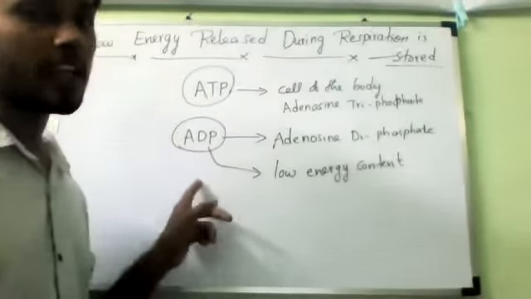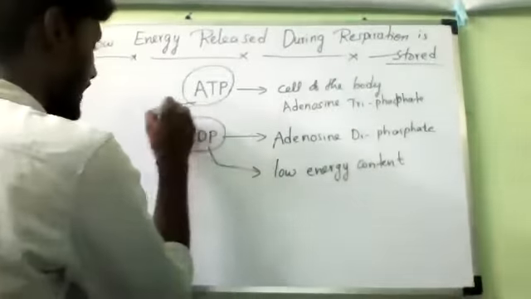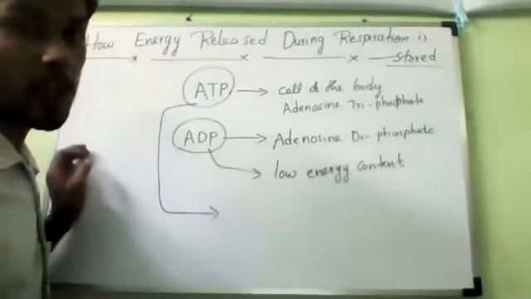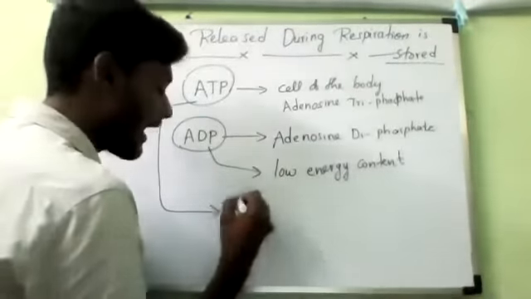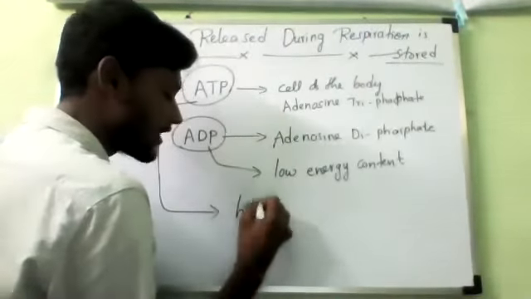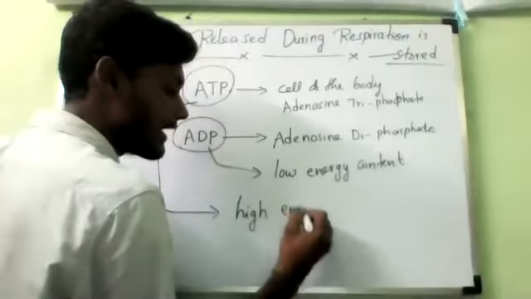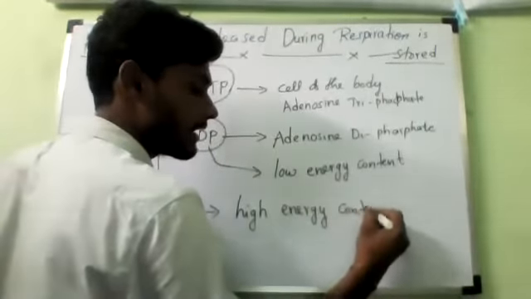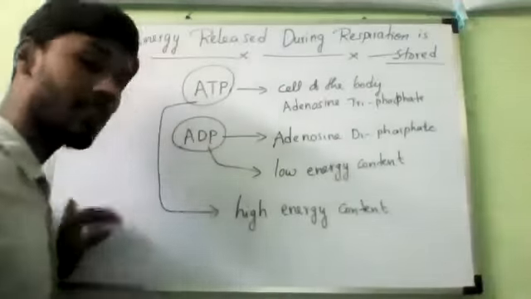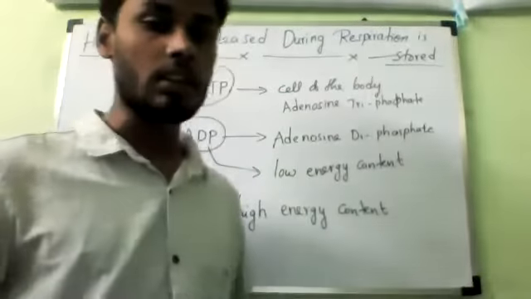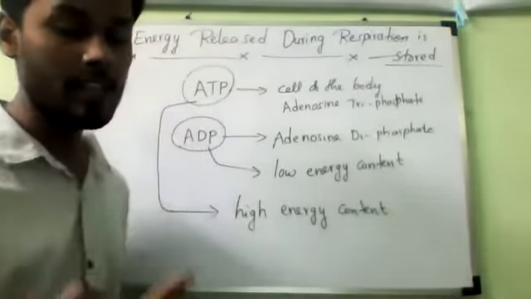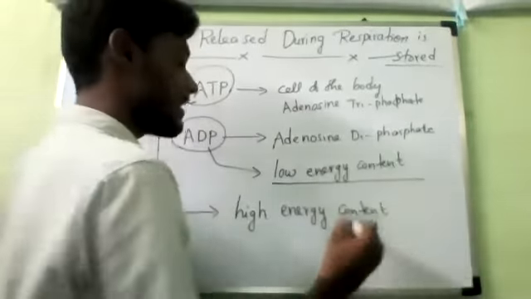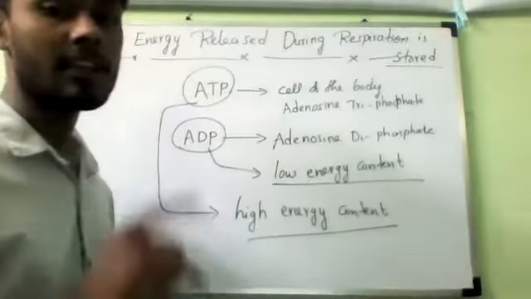As well as if we take ATP, what is ATP? Adenosine triphosphate, which has high energy content. That is the difference between them. High energy content. Please note it down. Both are present inside the cell only, but one has low energy content and the other has high energy content.